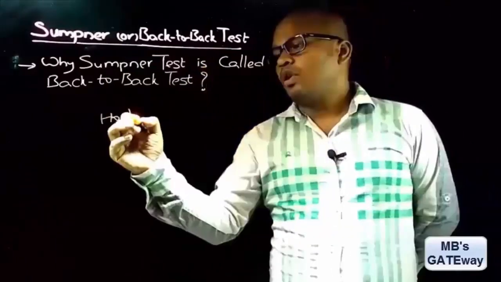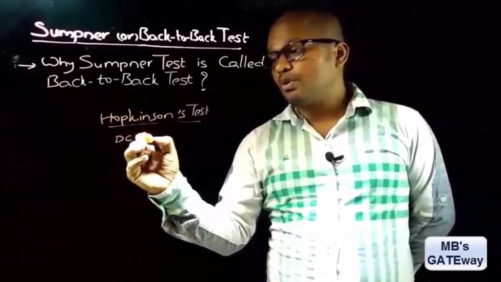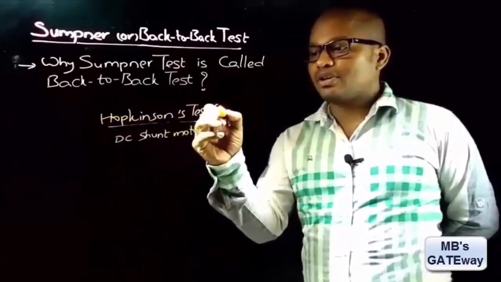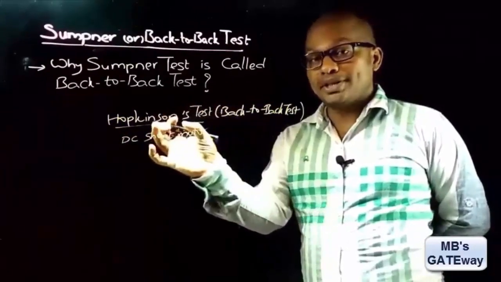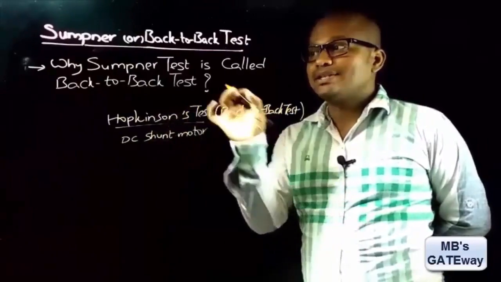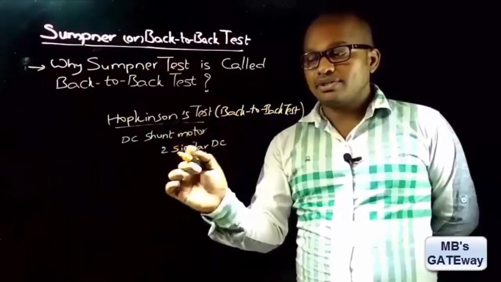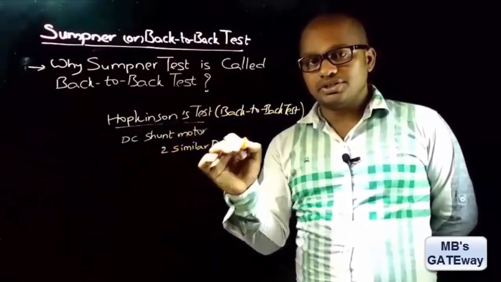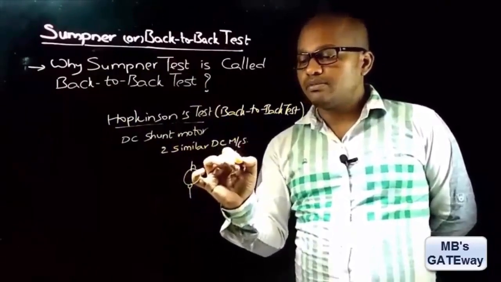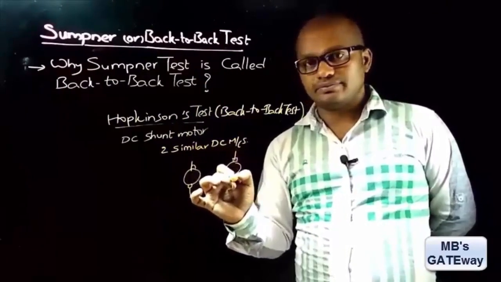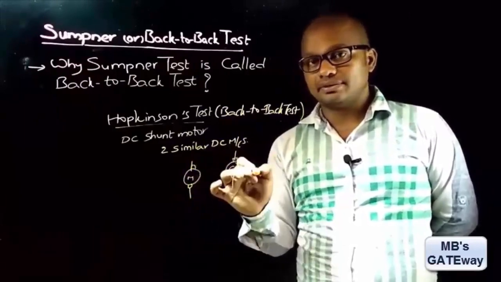Let's discuss that. Hopkinson's test is used to find the performance of a DC motor, and this Hopkinson test is also called the back-to-back test. And if you can understand why the Hopkinson test is called the back-to-back test, you can simply understand why Sumpner's test is also called the back-to-back test. The Hopkinson test requires two similar DC machines. One machine will run as a motor and the other machine will run as a generator. Let us suppose this machine is acting as motor and this machine is acting as generator.